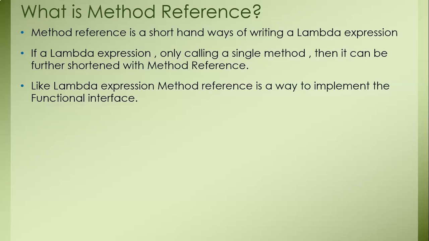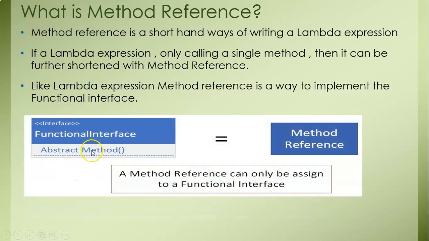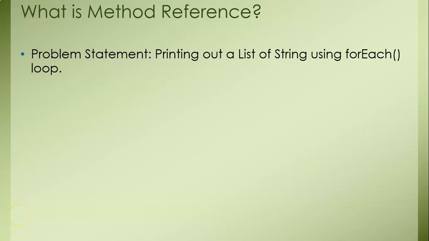Now, like Lambda expression, a method reference is also a way of implementing the functional interface, and method reference is valid only in the context of the functional interface. You can see a method reference only implements a functional interface, and the method reference returns a functional interface type. So the left side variable is a functional interface, and the right side is an implementation of the functional interface using the method reference. So as we come to know, method reference is a shorthand implementation of the Lambda expression.